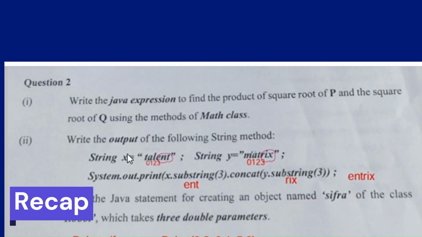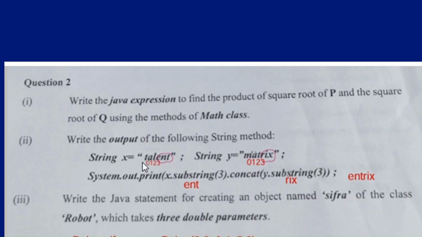String x equal to "talent", length. Here index of t is 0, then a is 1, l is 2, e is 3. Index of e is 3. So x.substring(3) means it will take from third index to last, that is ent. Here also substring(3) means from third index to last. Third index is your r. So this is your rix. Here ent, here rix.